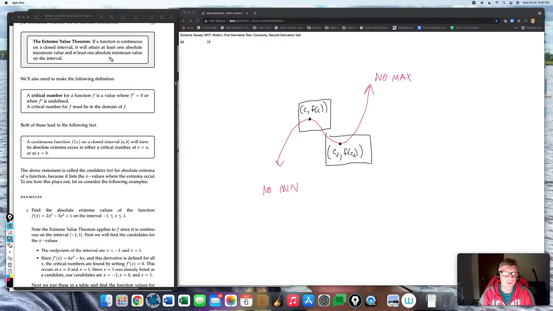Okay, today's video is going to cover absolute extrema on a closed interval. So we're going to draw a box around a portion of the graph, and we're going to use calculus to find out where the maximum or minimum is in that box.